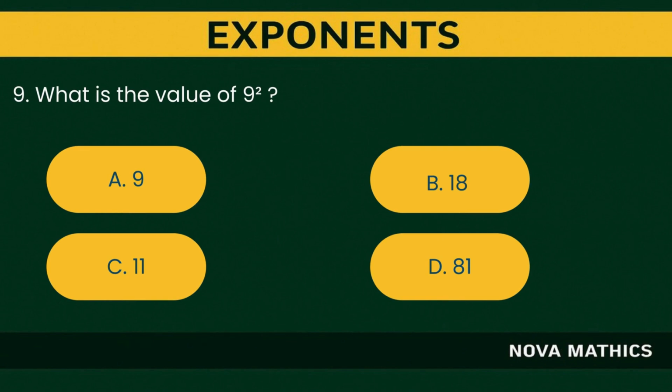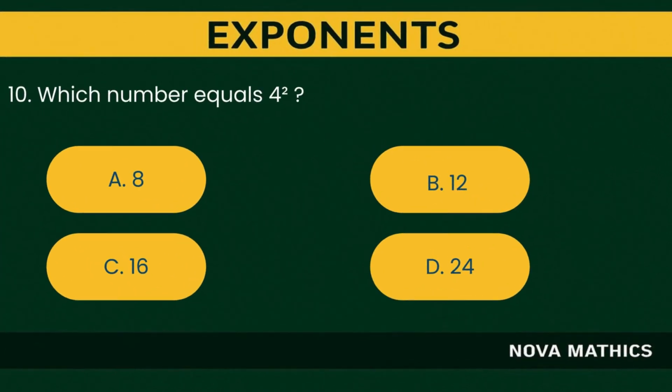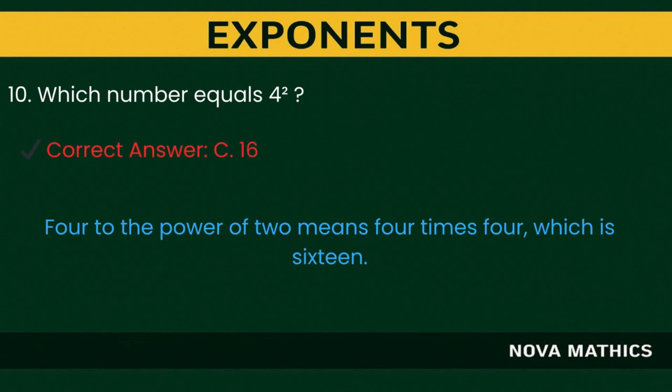9. What is the value of 9 to the power of 2? Correct answer is 81. 9 to the power of 2 is 9 times 9, which is 81. 10. Which number equals 4 to the power of 2? Correct answer is 16. 4 to the power of 2 means 4 times 4, which is 16.